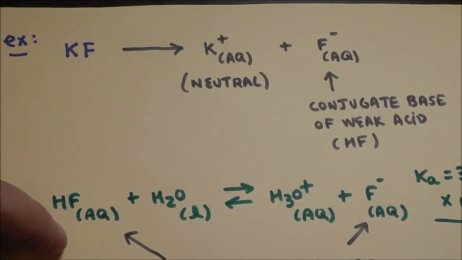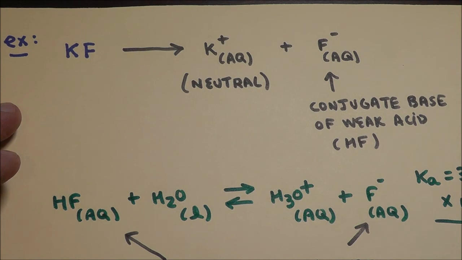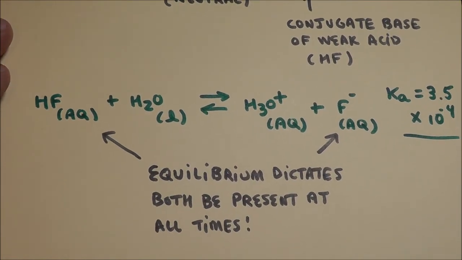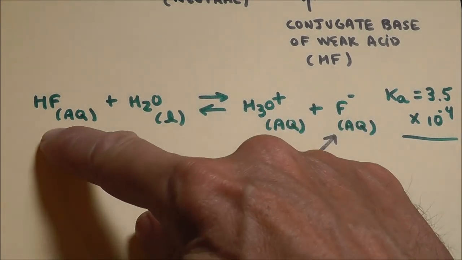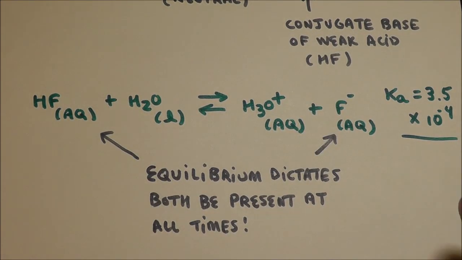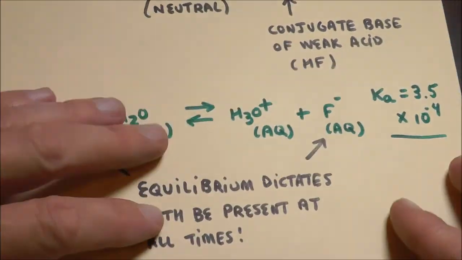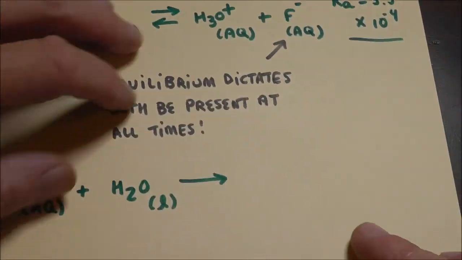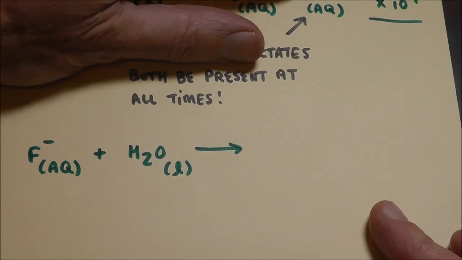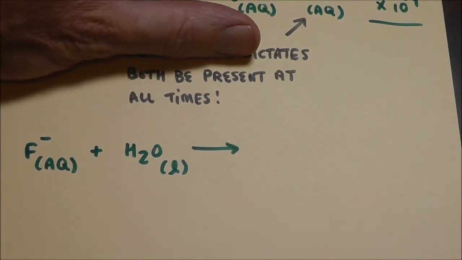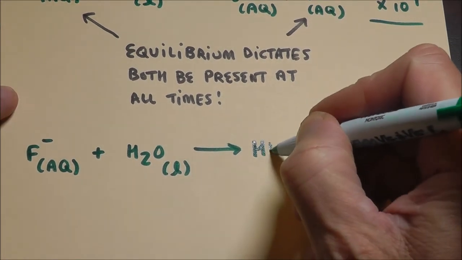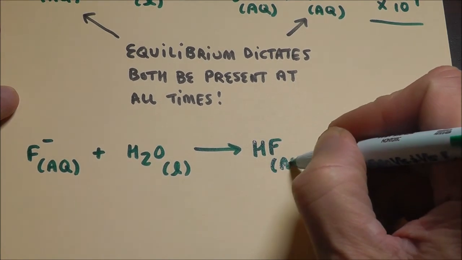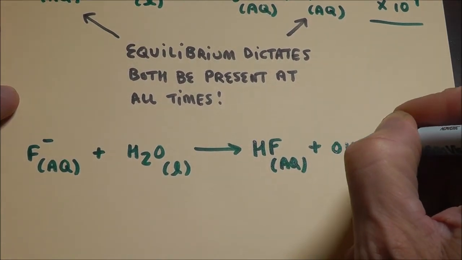And so when fluoride hits water, this equilibrium dictates that it can't be there by itself. It's got to be this and that at the same time. And so now, this is the thing that's in the chart. When you see this here, you have to go and say, okay, what's fluoride going to do with water? Well, it certainly can't give it an H+. It doesn't have one. It's going to have to take an H+ from water to make HF and OH-.